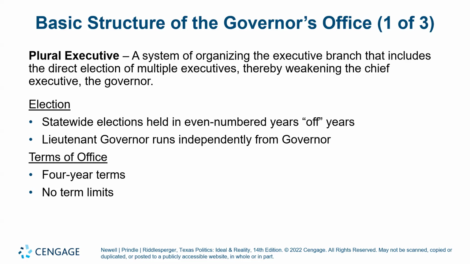So the last gubernatorial election was in 2022. The next one is going to be in 2026, which will probably be here before you know it. So that's what it means by off year.